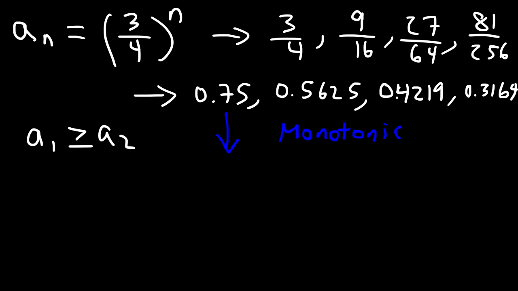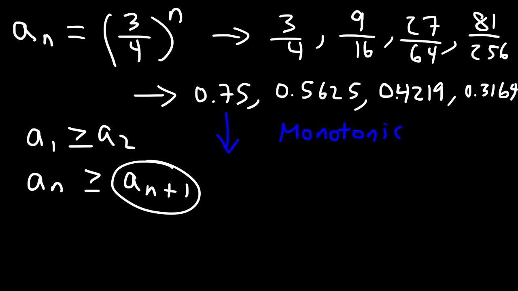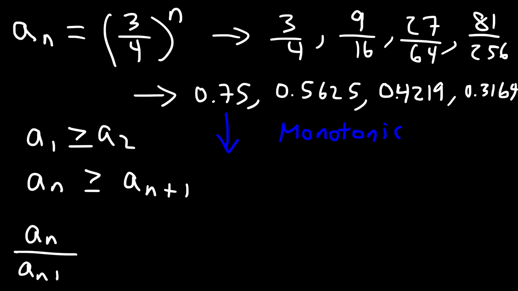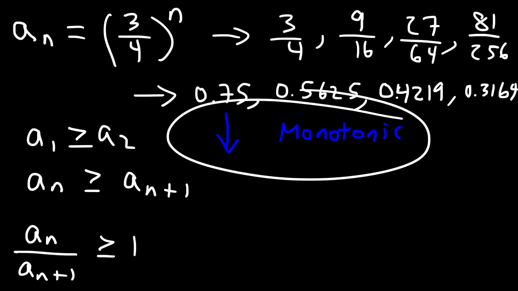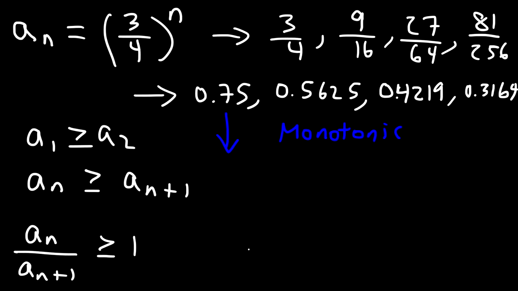Now how can we show it? So we need to show that a sub n is greater than or equal to the next term, a sub n plus 1. Now in this case, I'm going to divide both sides by this term, a sub n plus 1. So a sub n divided by a sub n plus 1 has to be greater than or equal to 1 to show that this is a decreasing monotonic sequence.